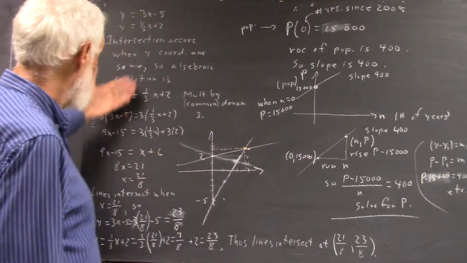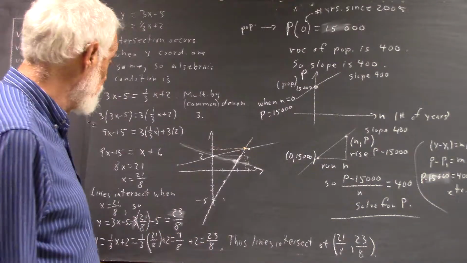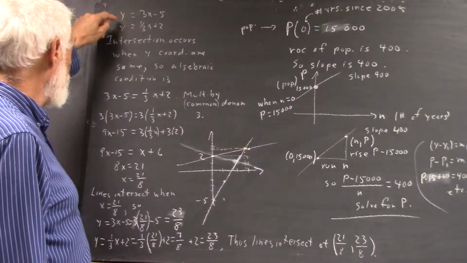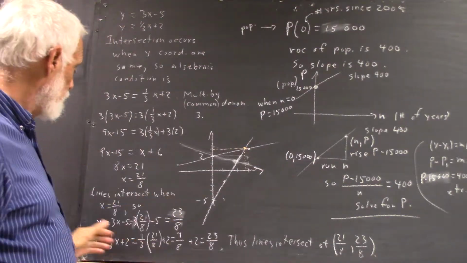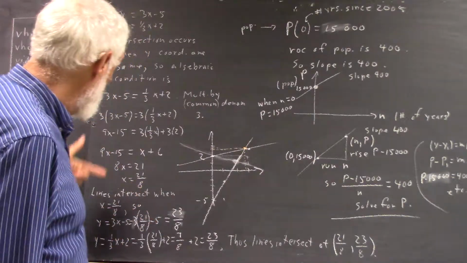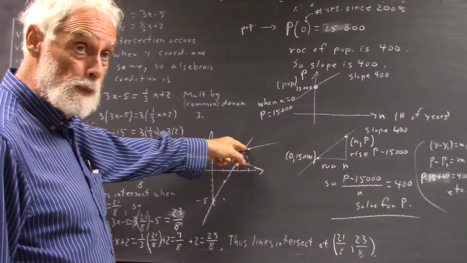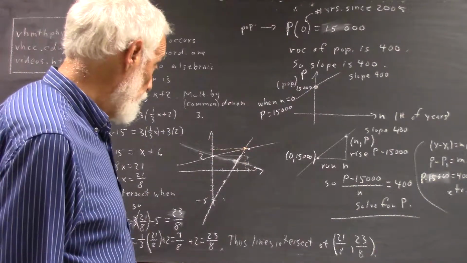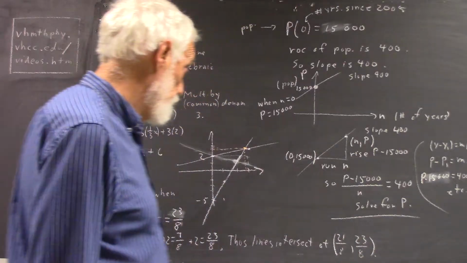And if we did this algebra correctly, we would have to get the same thing both places, because our premise here was that this y is equal to this y, right? So our solution has to give us the same y, and it did. So our x-coordinate is 21 eighths, our y-coordinate is 23 eighths. Those will be the coordinates of this point. So we say the lines intersect at the point 21 eighths, 23 eighths.